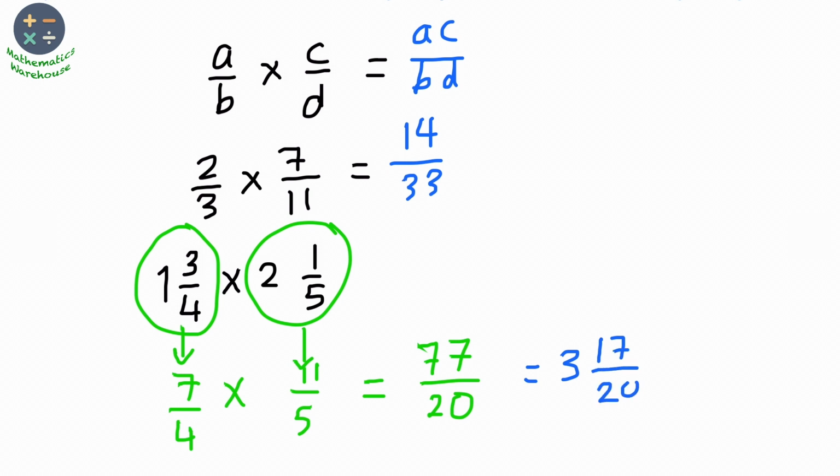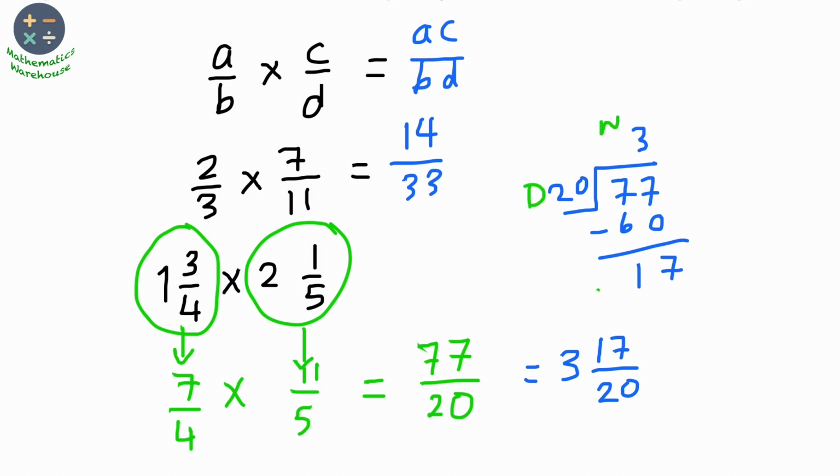Or you can use long division to convert an improper fraction into a mixed number. 77 divided by 20 equals 3, so it's 60, subtract, equals 17. So the whole number is 3, the denominator is 20, and the numerator is 17.